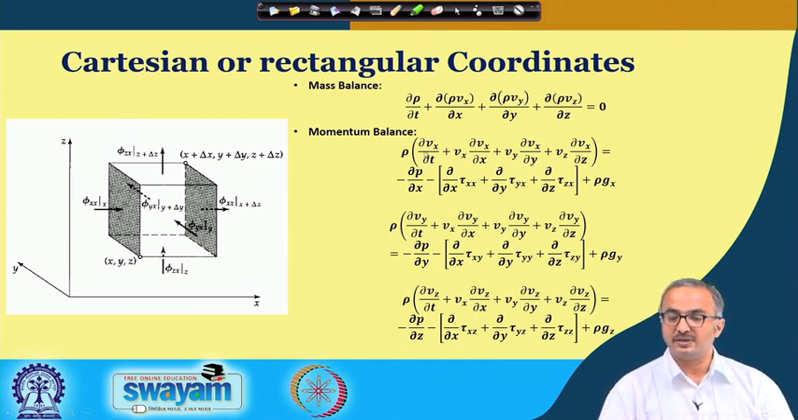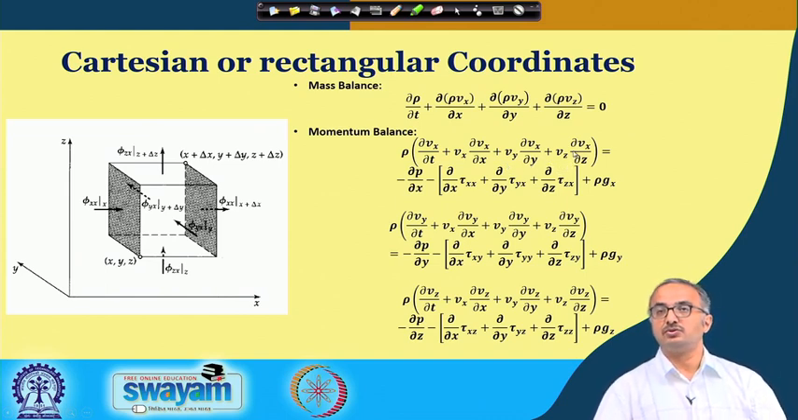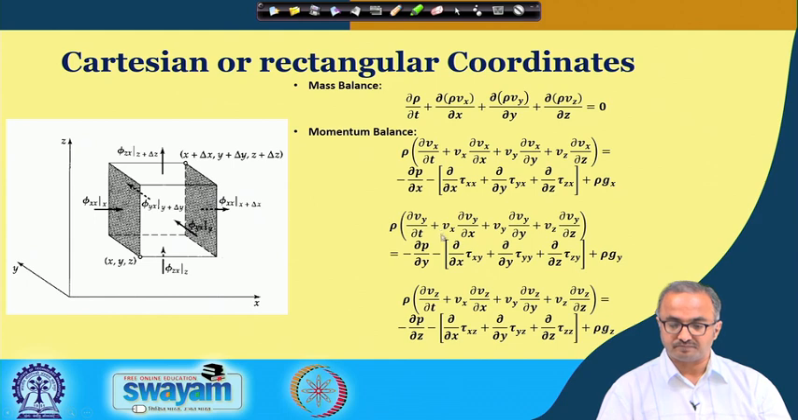So, you have dou V x by dou t plus V x into dou V x by dou x plus V y into dou V x by dou y plus V z into dou V x by dou z. This particular term is the inertial term, or the convection term. If there is no flow, these terms will go to 0. I am not explaining all these things because they look similar.